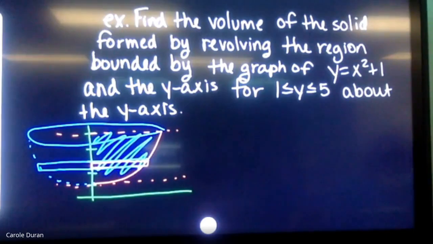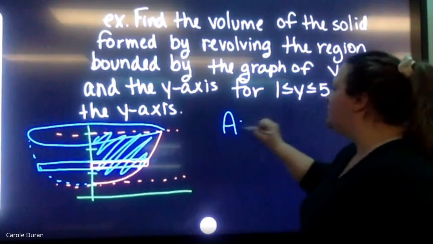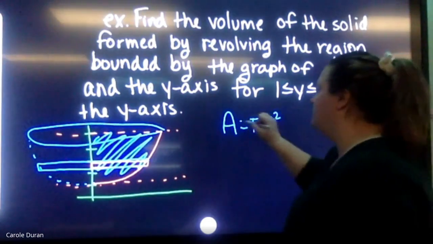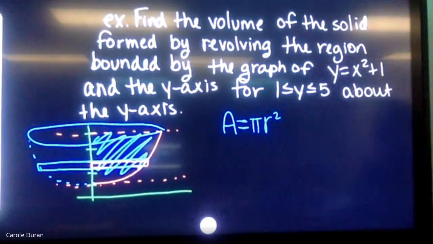We're going to find the radius, and then we're going to integrate, and then we'll be done. So since my cross-section is a circle, my area is still pi r squared. That is not changed here.